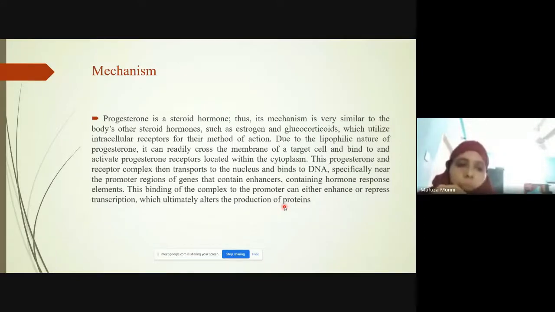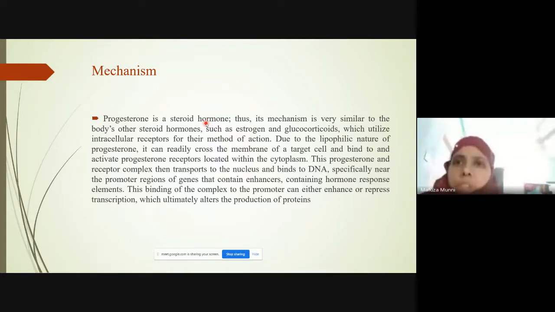If we want to know about the progesterone, we need a clear idea of the mechanism of progesterone. Progesterone is a steroid hormone. Its mechanism is very similar to the body's other steroid hormones, for their method of action. Due to the lipophilic nature of progesterone, it can readily cross the membrane of a target cell and bind to activate progesterone receptors located in the cytoplasm.